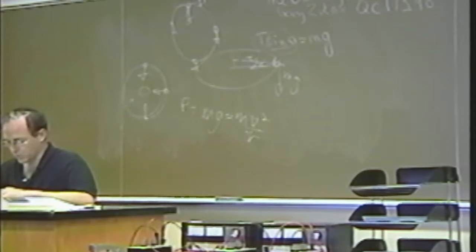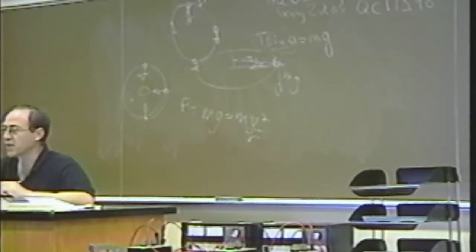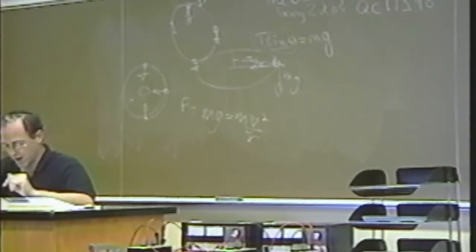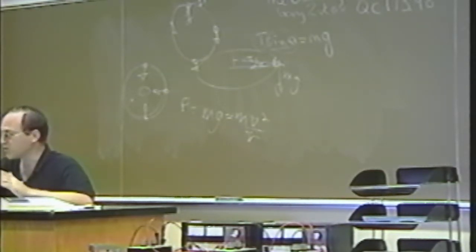At the bottom of the circle, what happens? There, they're pushing against each other. The tension is up, the gravity is down. So you have the standard case. The force of tension minus the gravity is mv squared over r.